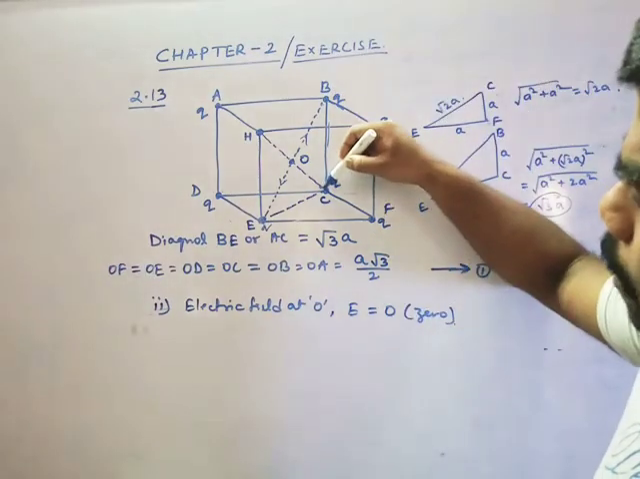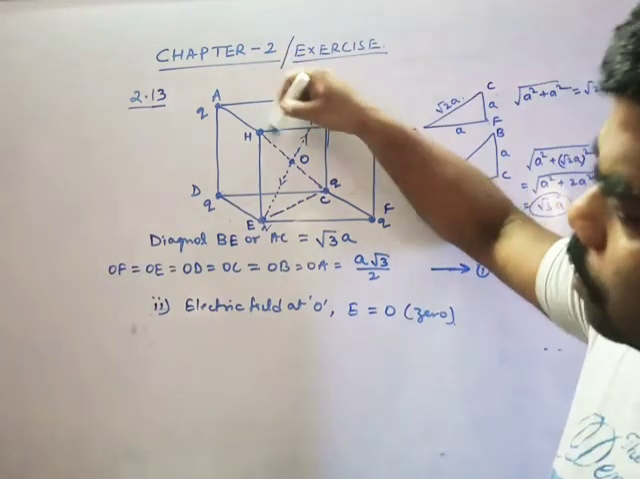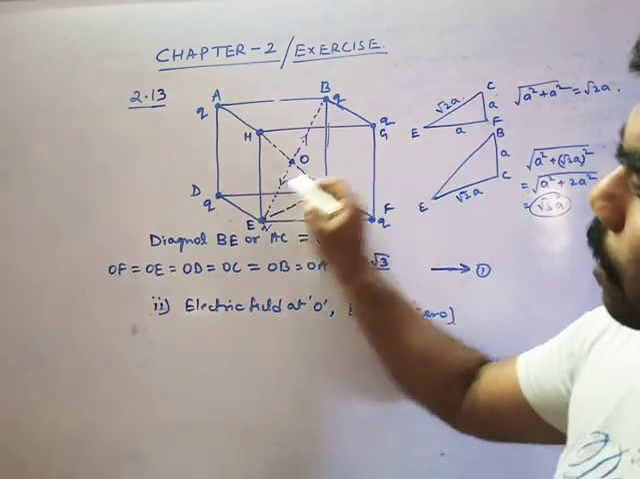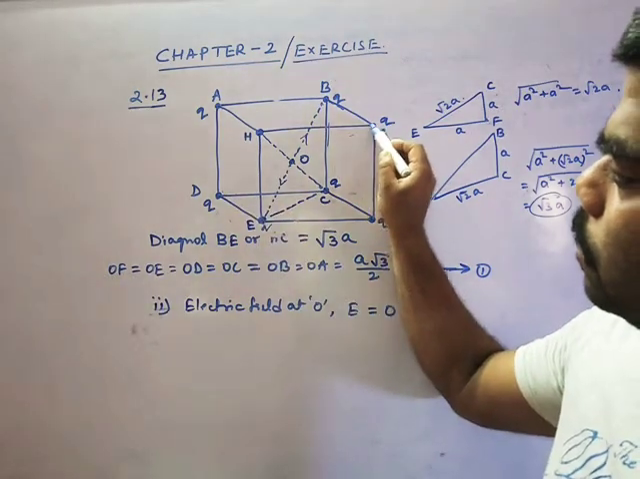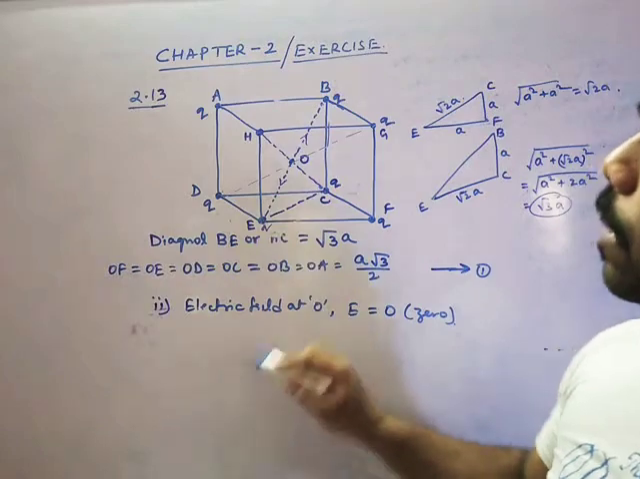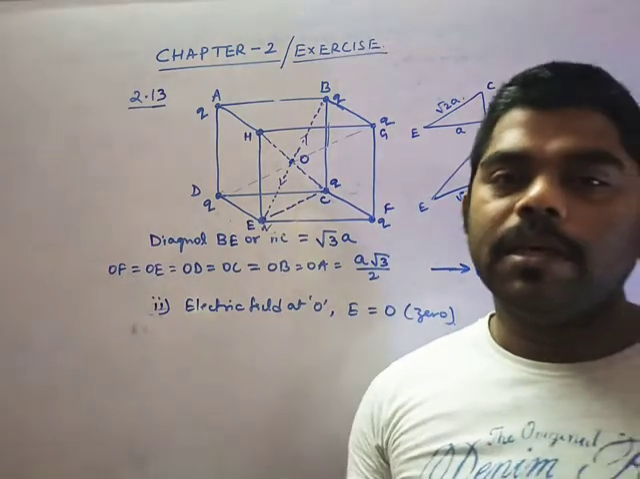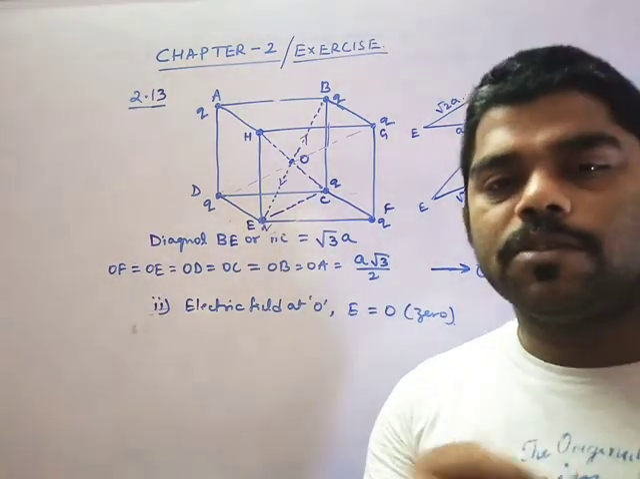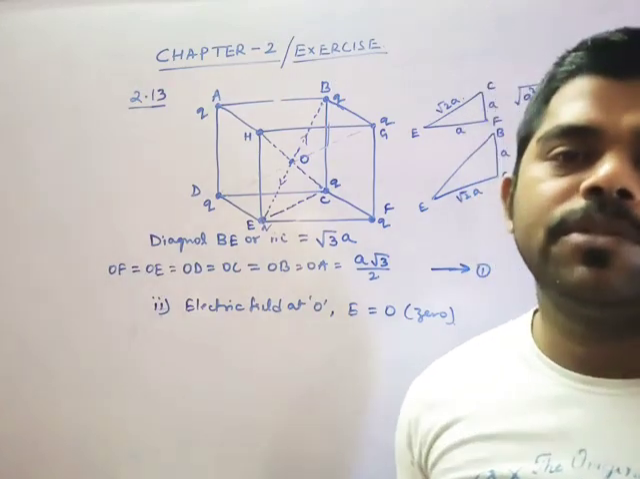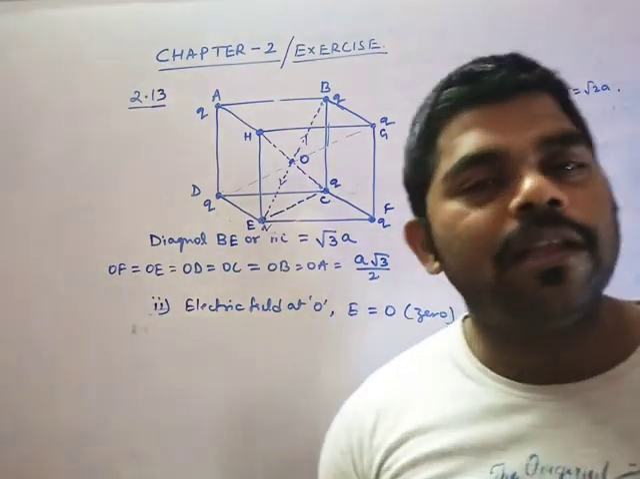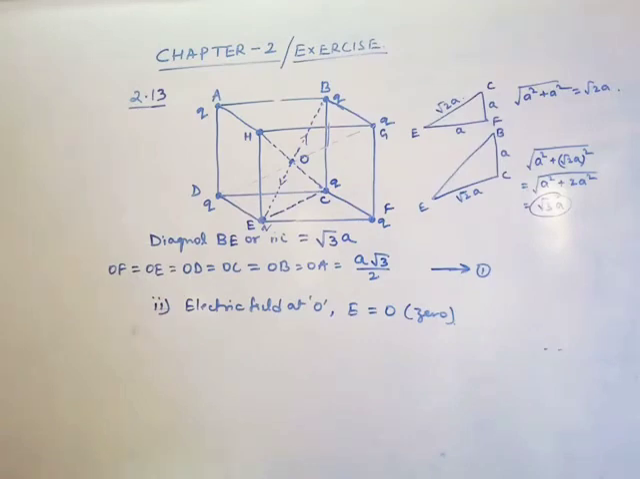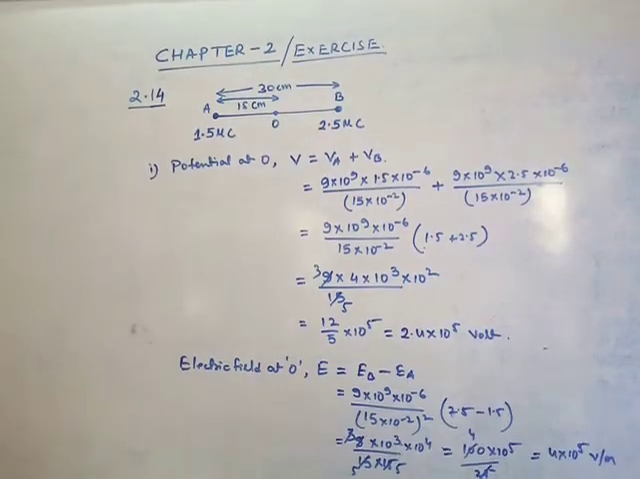Similarly, the diagonal from here to here will also cancel. Similarly, the diagonal from here to here will also cancel. This diagonal will also cancel. So it means the four charges and four charges of the opposites will be cancelled to each other. So net electric field you will get 0. I think it's very simple. Clear it is? Okay.